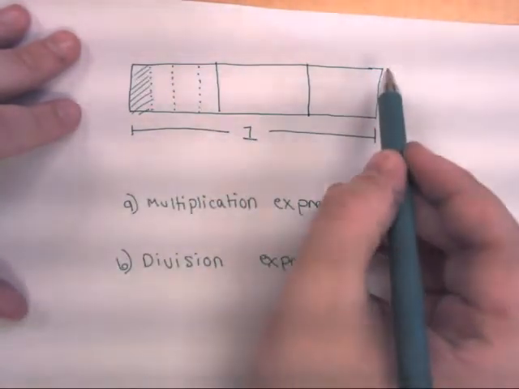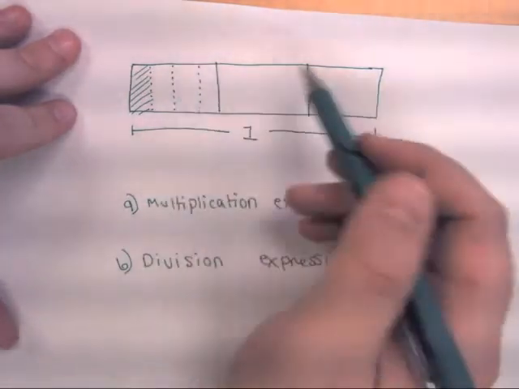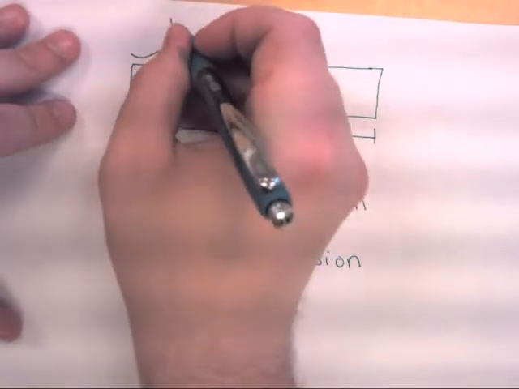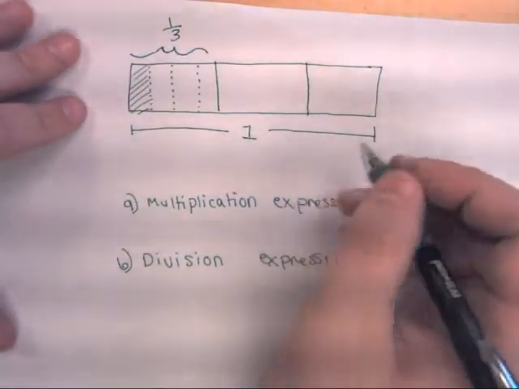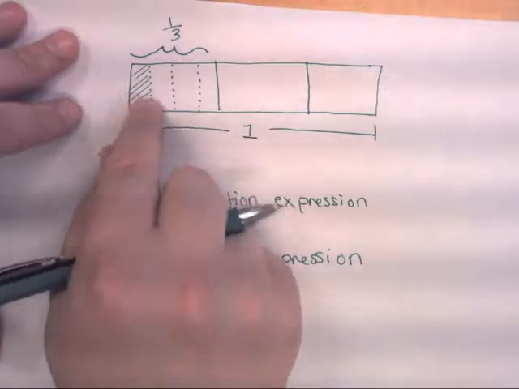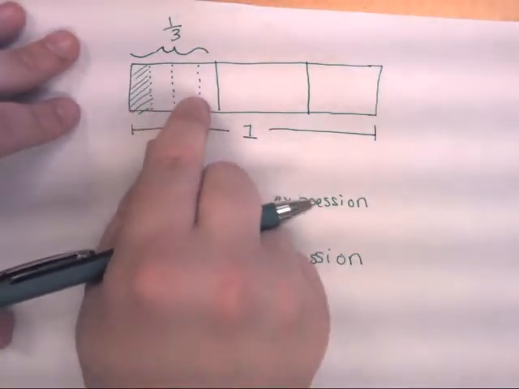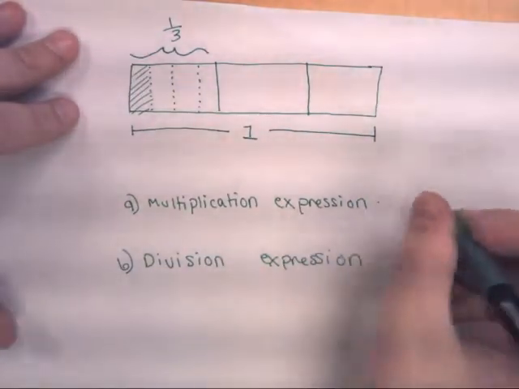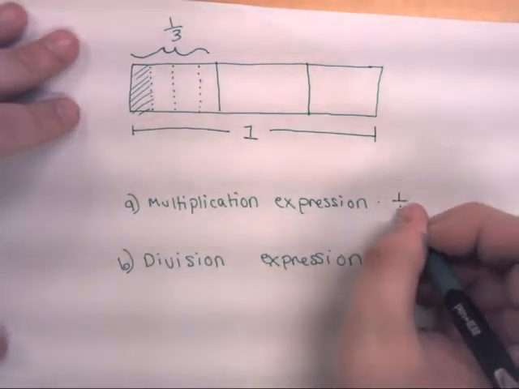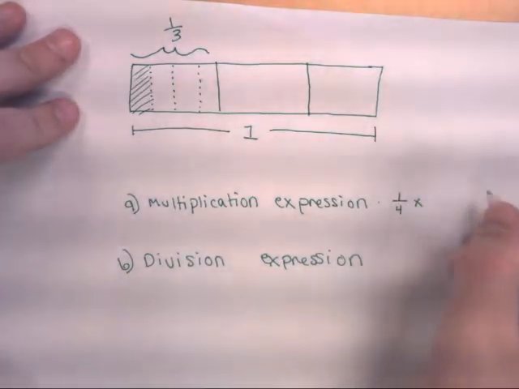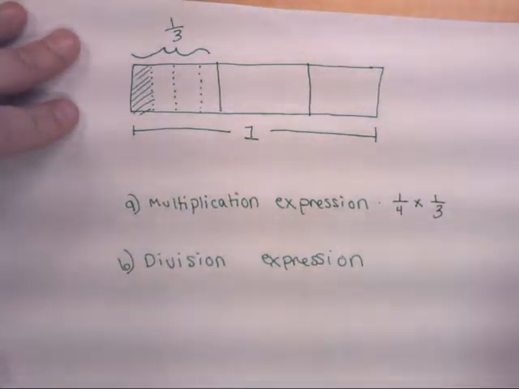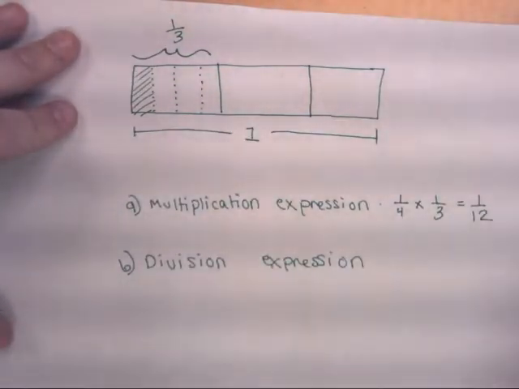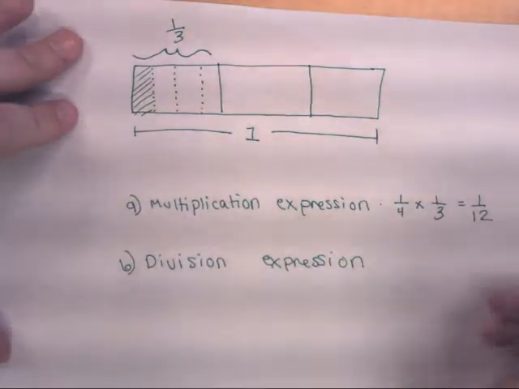This whole has been divided into thirds. So this piece right here is 1/3. This 1/3 has been divided into fourths, meaning that we found 1/4 of that 1/3. And that's our multiplication expression, 1/4 of 1/3, which equals 1/12.